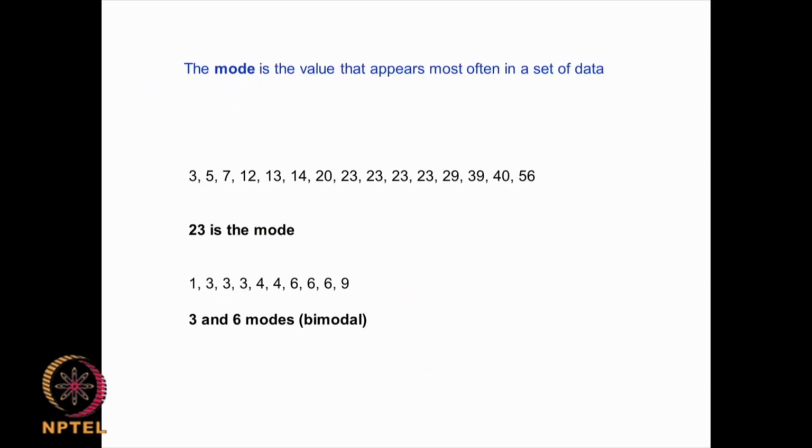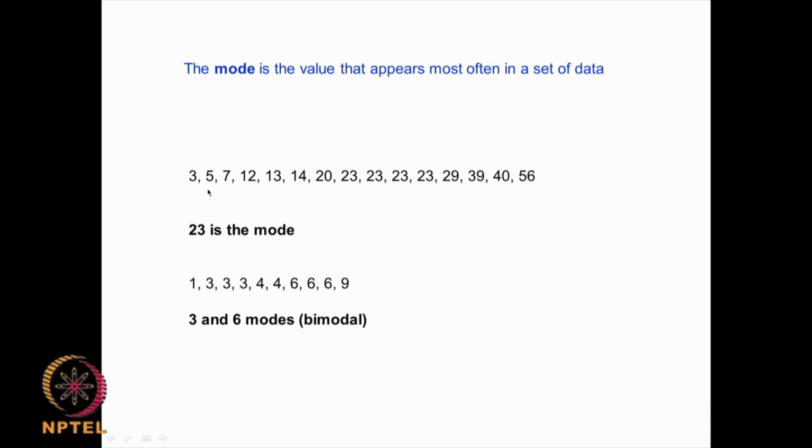Then there is something called mode. Mode is the value that appears most often in a data set. So, if we have a data set like this, 23 is appearing many times, so 23 is the mode of this data set. Now, if the data set is like this, you have 3 and 6 appearing, so you have 2 modes. This is called a bimodal distribution, whereas this is monomodal.